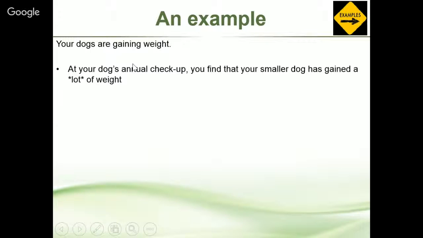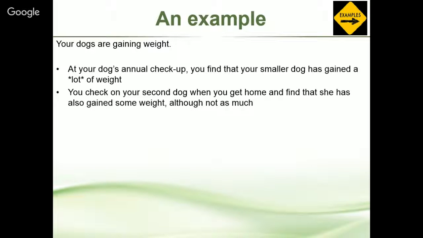You have 2 dogs. Your smaller one went in for an annual checkup, and you found out that she gained a lot of weight. So you go home, check the second dog, find out the second dog has gained some weight, maybe not quite as much. So there's not really an obvious answer to this. The vet gave you some suggestions, but you need to figure out why they gained weight.